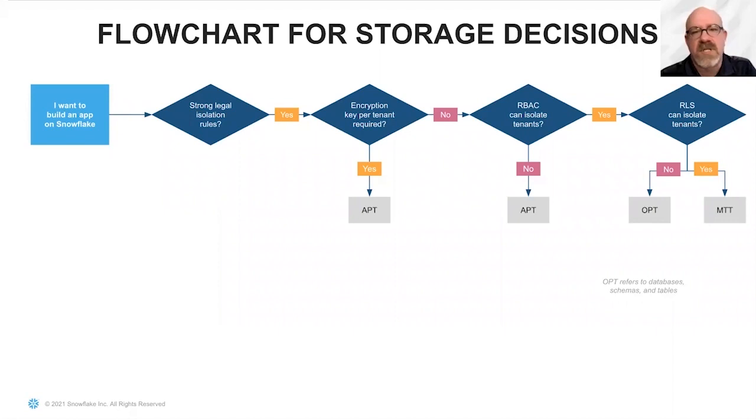So APT, for example: if I need encryption per tenant, or if I'm not comfortable using RBAC, that's going to direct you down an APT approach. If I can use row level security, that will probably direct me down an MTT approach. If that's not okay, but RBAC is, I'm going to go more the OPT route. That's the first lane you can think of from a flowchart perspective.